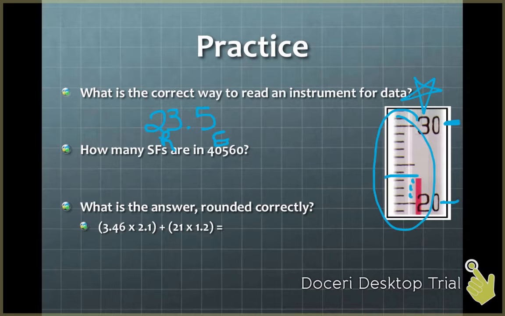So, the next question: how many significant figures are in this? We have a sandwiched 0, which is significant. We have a trailing 0 with no decimal, so it's not significant. So this would only have 4 significant figures.